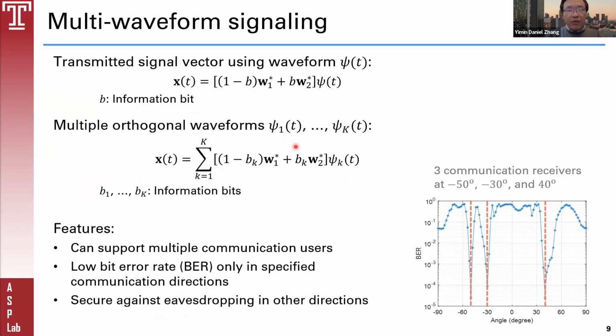We can also design multiple orthogonal waveforms such that independent information can be carried in each of these subcarriers to carry more information. When we look at this kind of scheme, we can design them to support multiple communication users. For example, in this example, we have three communication users in the directions of minus 50 degrees, minus 30 degrees, and 40 degrees. In all these directions, we achieve very low BER, whereas the BER at other directions is really high, which means this system is secure against eavesdropping in other directions.